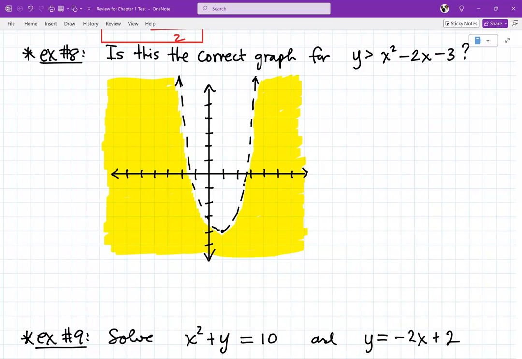How do I know which one is the correct one? It really depends on the inequality. See how it says greater than? Greater than, not greater than or equal to. Greater than means the line should be dashed. So is my line dashed here? Yes, it is. So far, so good. Because it says greater than, you have to shade above the graph. Is this yellow area right here towards the bottom above the graph? No. So is this the correct graph? No, it's not. The correct graph would be shaded right in there.